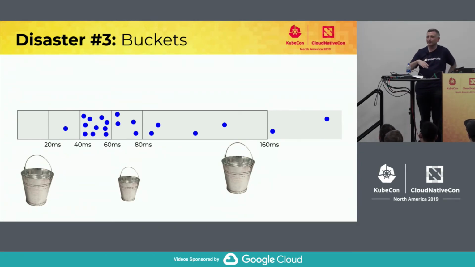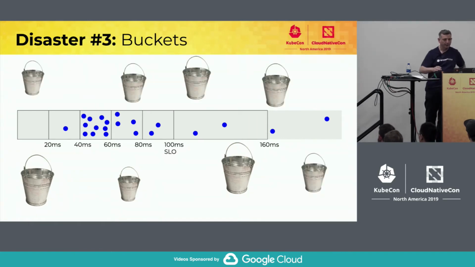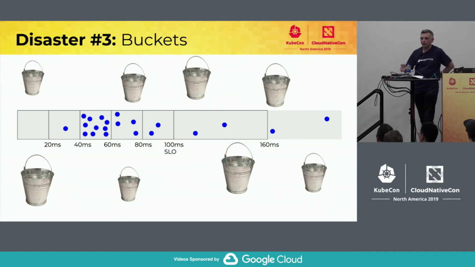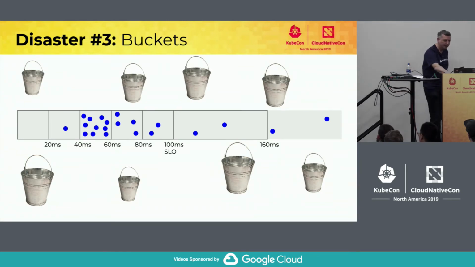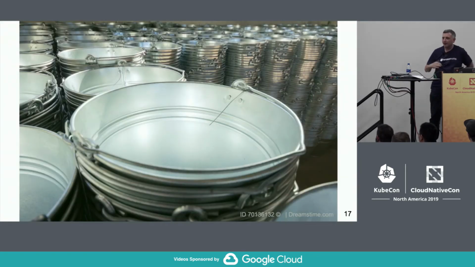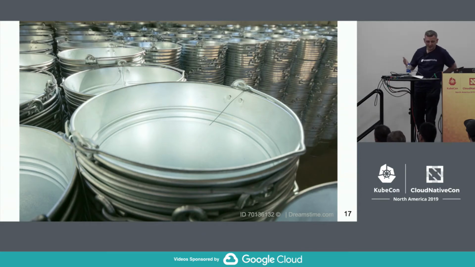So let's imagine our SLO is 100 milliseconds. Well, we can't answer the question with those buckets, so better put one in. Put in a bucket at 100 milliseconds. Maybe you find you don't have much definition at the top end. Maybe you want to know whether those above 160 milliseconds are a little bit above or a lot above, and so you add more buckets there, and before long, you're pretty much swimming in buckets.